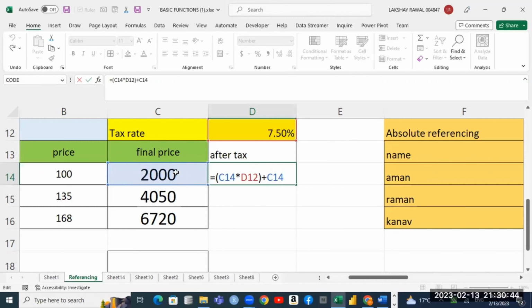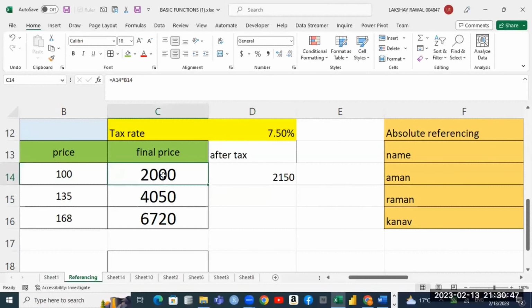I just took a price of 2000 rupees. Suppose you are sending some products from destination A to destination B, and there's a tax. Suppose there's a service tax, toll tax, whatever tax is given. The price is 2000 rupees, and you have to pay 7.50% tax on this amount. I asked you, what is the amount after tax? After adding the tax, what will be the final price you have to pay? So we are calculating that.